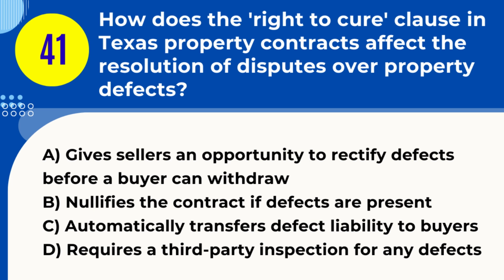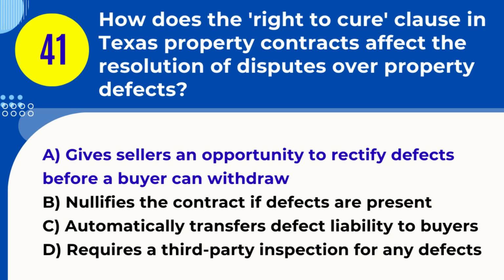Question 41. How does the right to cure clause in Texas property contracts affect the resolution of disputes over property defects? A. Gives sellers an opportunity to rectify defects before a buyer can withdraw. B. Nullifies the contract if defects are present. C. Automatically transfers defect liability to buyers. D. Requires a third-party inspection for any defects.